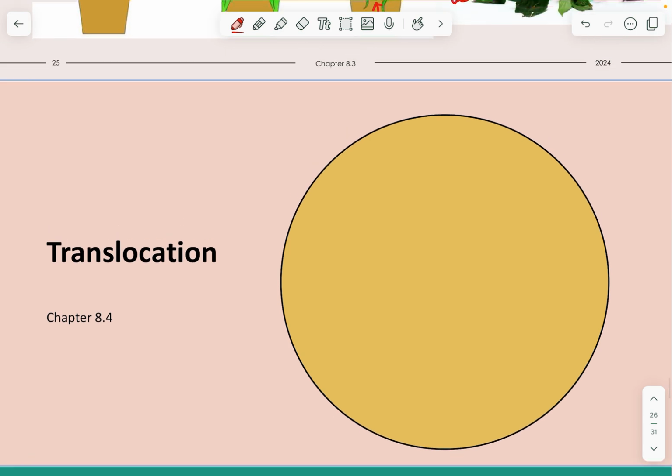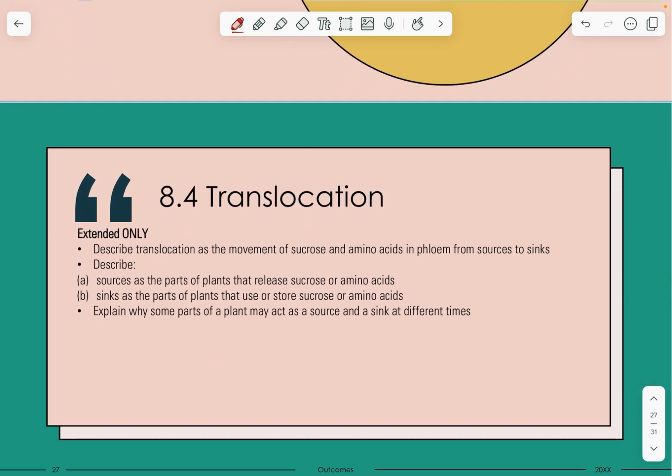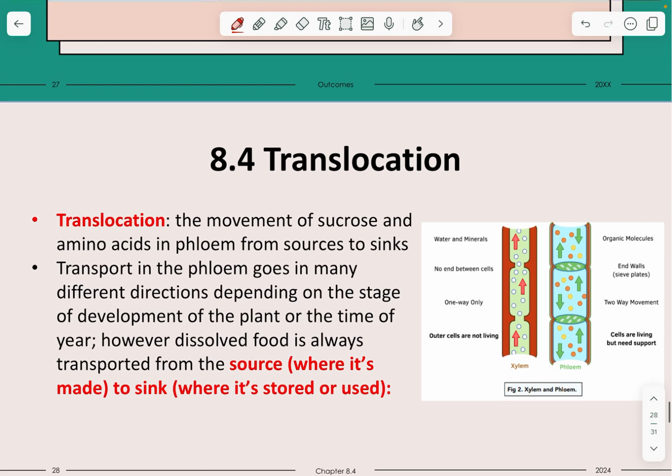Lastly, we'll go into translocation. So chapter 8.4. Mostly translocation is for extended students only. So it's also a process, and this may need a little bit more understanding. Translocation is the movement of sucrose and amino acids in the phloem from sources to sinks. Basically, transpiration is kind of friends with xylem, and translocation is friends with phloem.